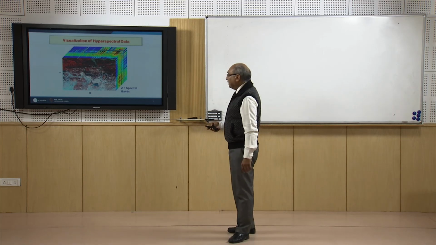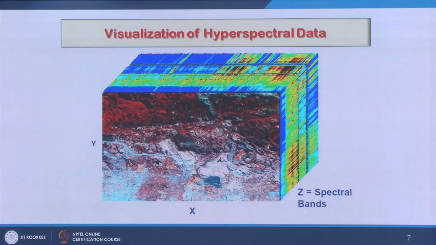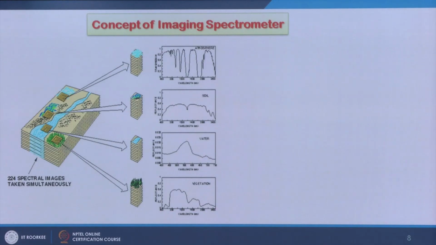So it has definitely added one more dimension to standard remote sensing. This spectrometer, as you can realize, has some sensors, which we will be discussing soon, having 224 spectral images taken simultaneously. So we can detect each object and its corresponding responses throughout these 224 spectral images.